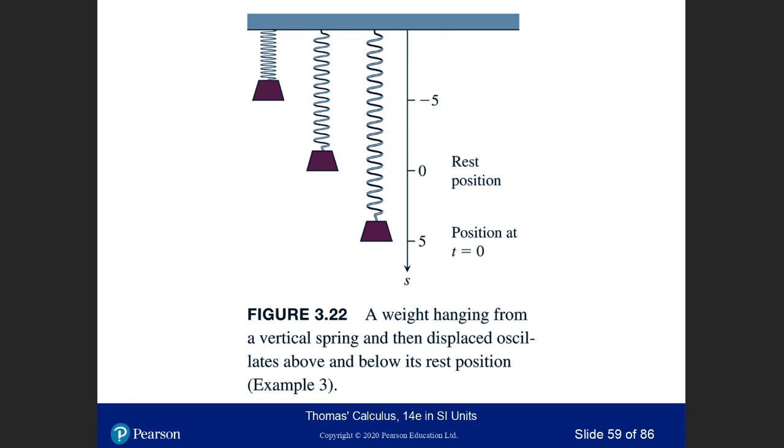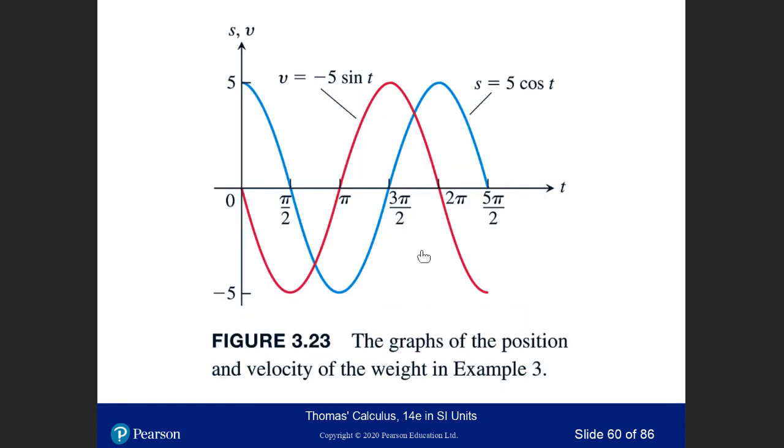Now, one of the basic uses of derivatives is in simple harmonic motion. This shows simple harmonic motion here. This weight is at rest, it doesn't move up or down. But if you pull it down here to 5 units down, and just leave it, then it goes down and up and down, it starts to oscillate. Now, it's periodic, so the displacement function s is equal to 5 cosine of t.